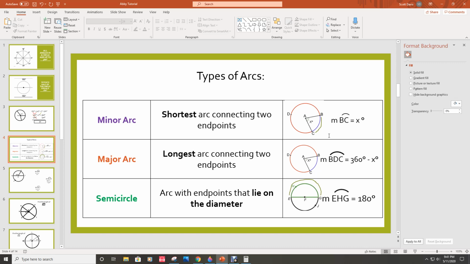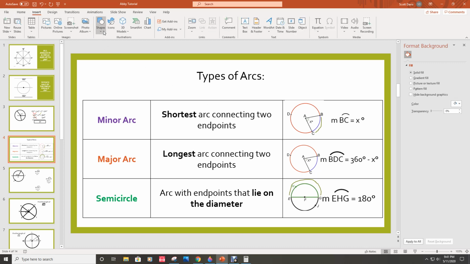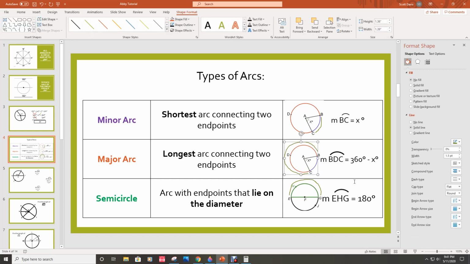Now a major arc is where you're going to have to start doing some math. A major arc is the longest arc connecting two endpoints. In this problem, it's asking us for the measurement of BDC. So we'll follow that along in that exact order. Don't cross through our circle, nothing like that. We're going to start at B, and come all the way around, D, C. This is what it's asking for.